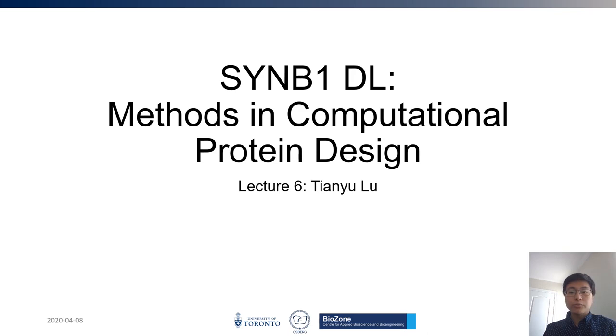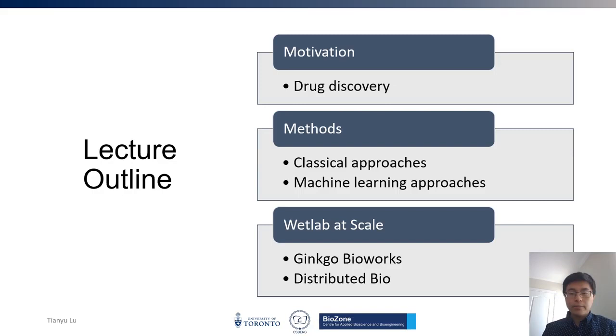computational protein design. So first, beginning with an introduction on why we care about protein design at all, then a brief outline on two different methods in protein design. One of them is the more classical approach, using molecular dynamic simulations. And the second one is the more modern machine learning approach.